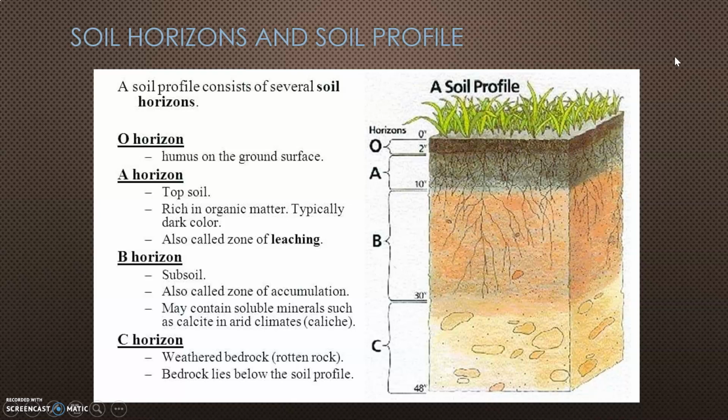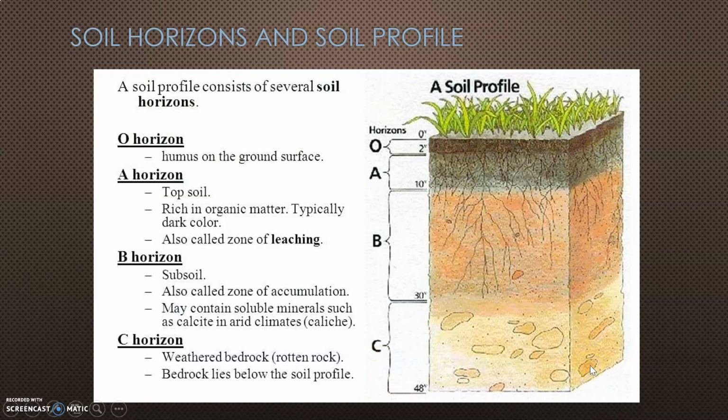So let's look at what horizons are. A soil profile consists of several horizons. There are 4 horizons listed here, O, A, B, and C, but there are also 2 additional horizons, E, which would be found between A and B, and then R, which is often just not noted as a horizon because it's basically solid. It's at the very bottom under C down here.